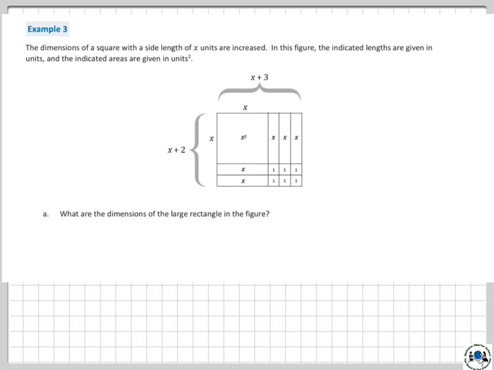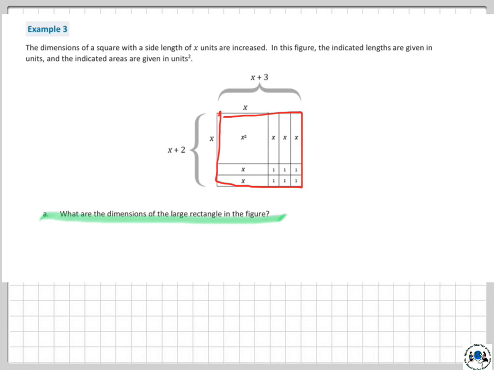In this figure, the indicated lengths are given in units, and the indicated areas are given in units squared. Your question here to answer is, what are the dimensions of the large rectangle in the figure? So this large rectangle right here, what are the dimensions of that larger rectangle? Go ahead and figure that out using that diagram, and come on back.